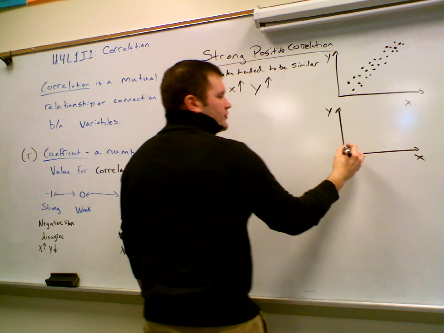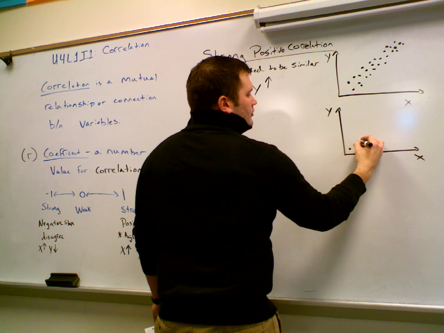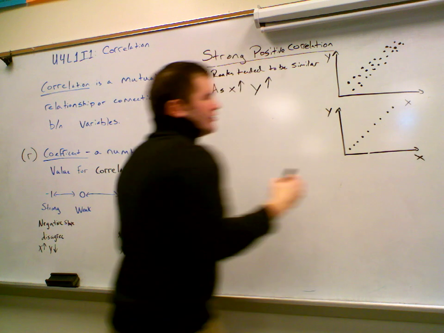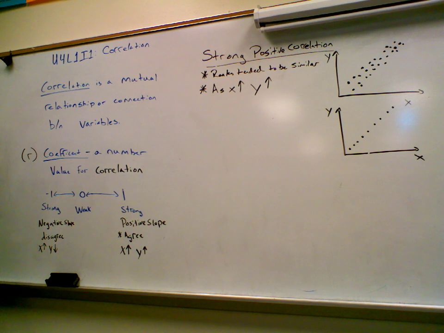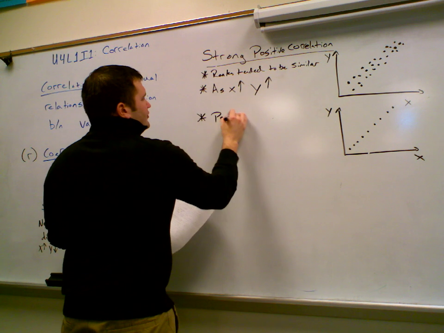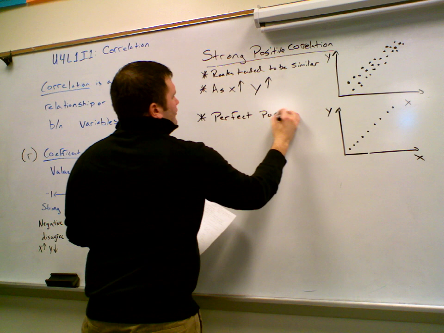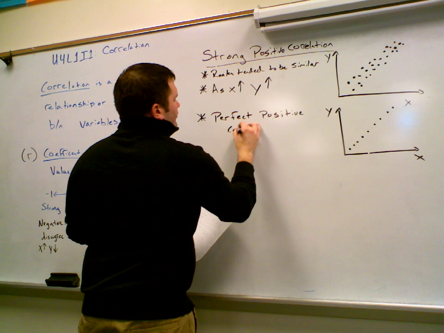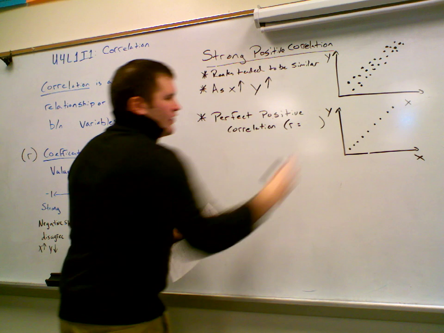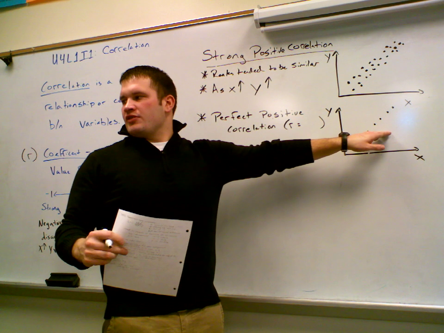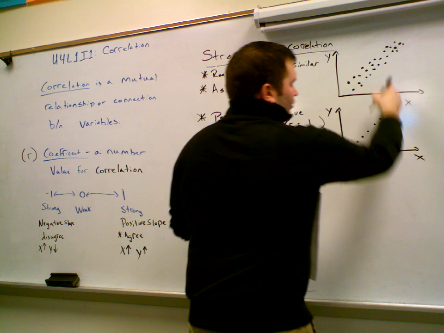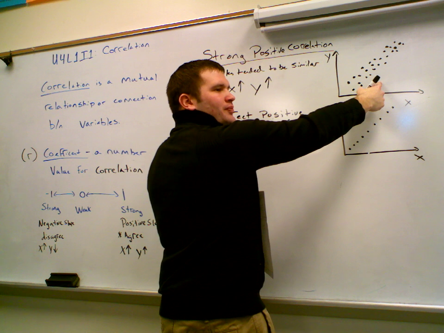And if they have a perfect relationship, the dots form what? A straight line. What do you think this R value is right here? What's the correlation coefficient for this one? 1. Okay. What do you think this one is? 1. Nope. 0.9?